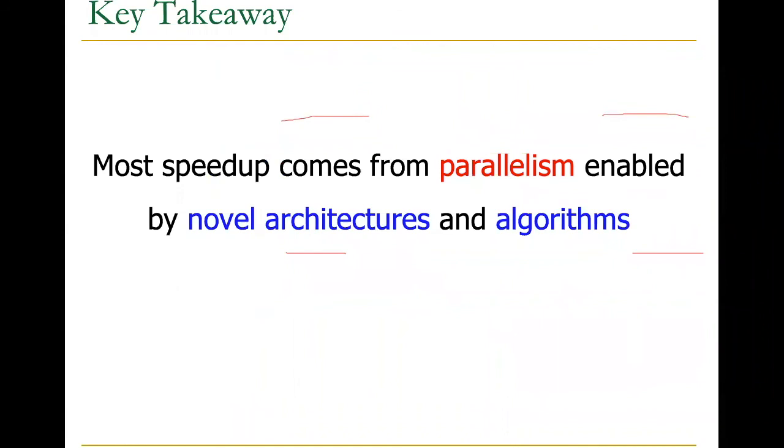So the key takeaway of this brief introduction to genome analysis is that most speedup comes from parallelism. Of course, if you want to accelerate something, you need to impose parallelism on the algorithm and the architecture. So it's very important to consider both of them when you want to build something efficient. You cannot take the algorithm as it is and try to fit it to a GPU, but you need to do some tweaks to the algorithm.